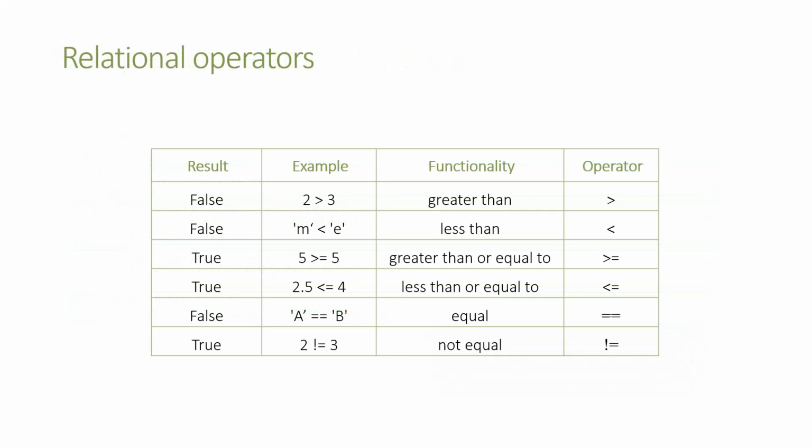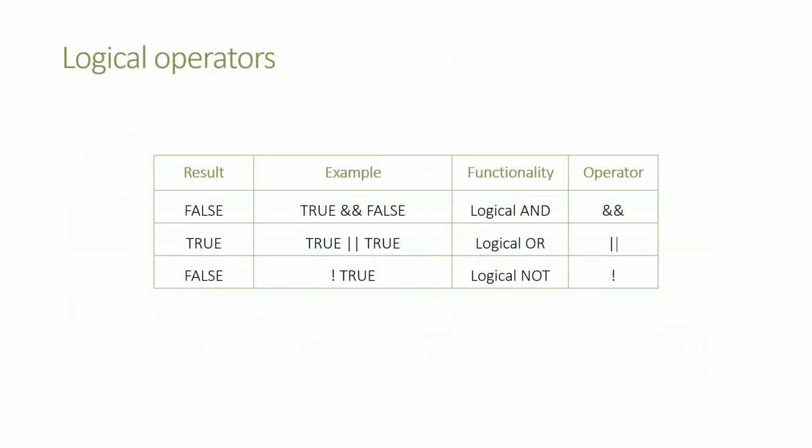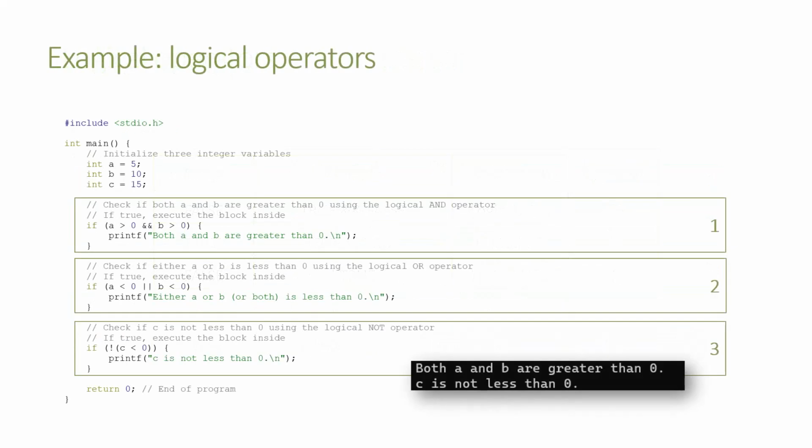This table provides a simple example for each relational operator. And this table provides a simple example for each logical operator. This C program demonstrates the use of logical operators by evaluating conditions with 3 integer variables a, b, and c. Initially, it sets a to 5, b to 10, and c to 15. The program then uses a series of if statements to check various conditions.